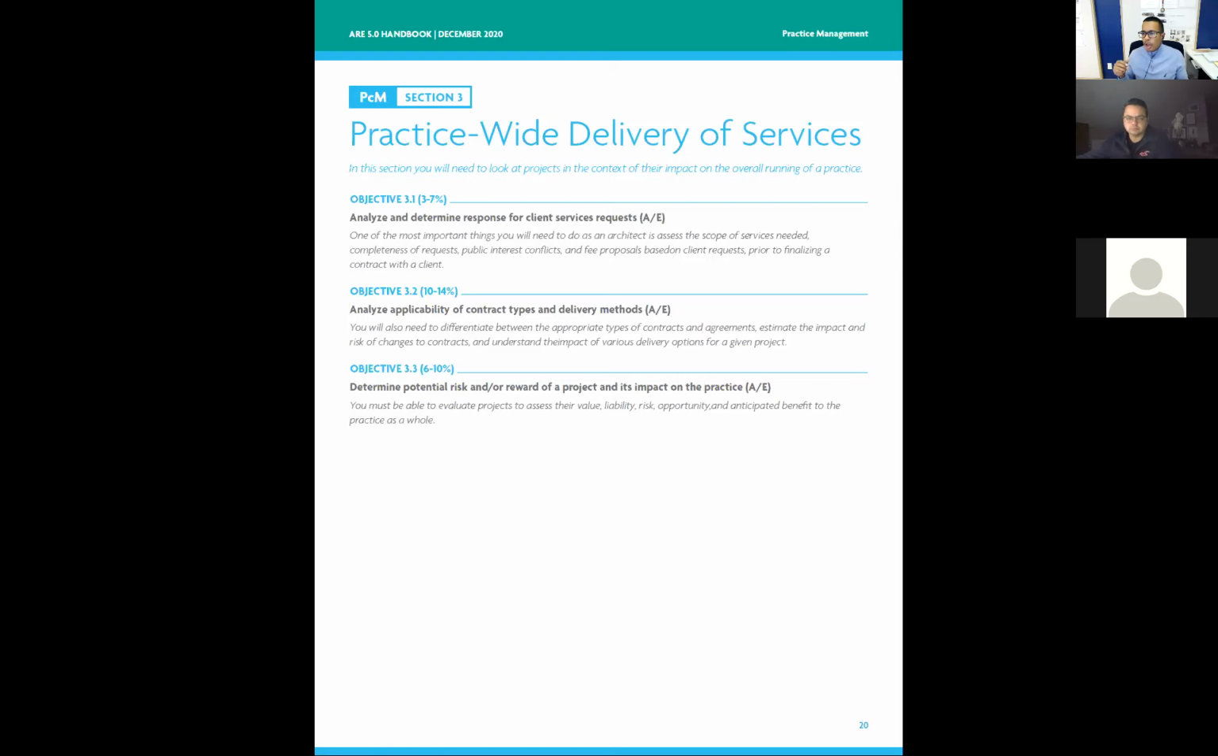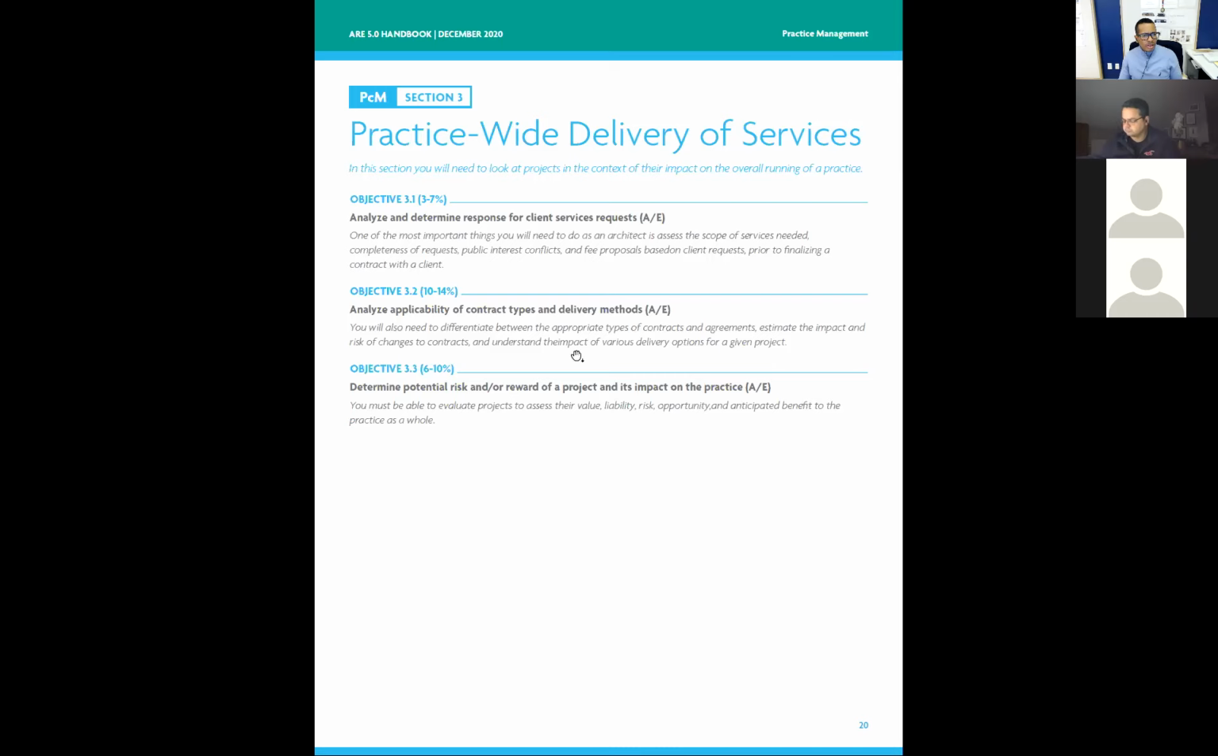Contract type might be a lump sum. Contract type might be an hourly contract, right? Or billing, things like that. All right. Estimate the impact risk of changes to contracts. If a client is suggesting you change something, will you do it? How much will you be able to do? Understand the impact of various delivery options for a given project, right?